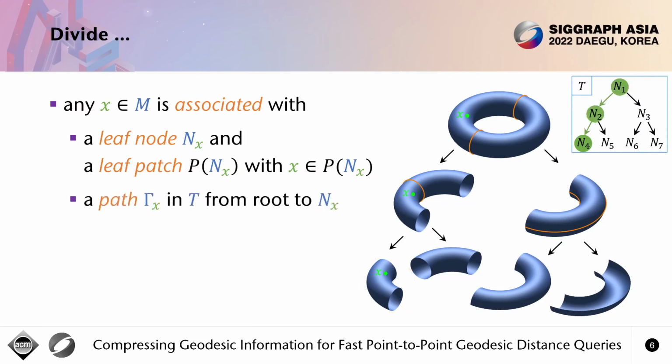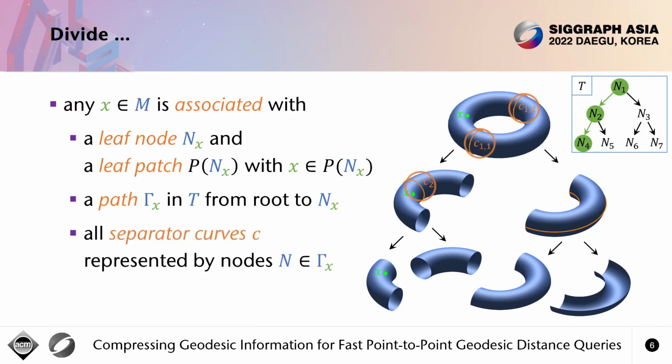Second, a path gamma x from the root of T to this leaf node nx. And third, all the separator curves on the way. That means all the curves C that are represented by the nodes n of the path gamma x from the root node to the leaf node.